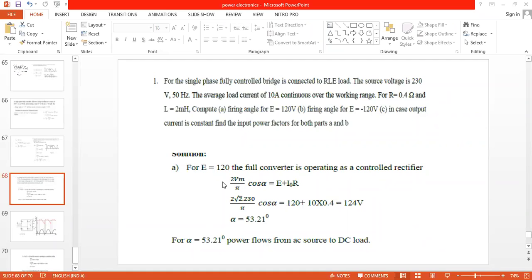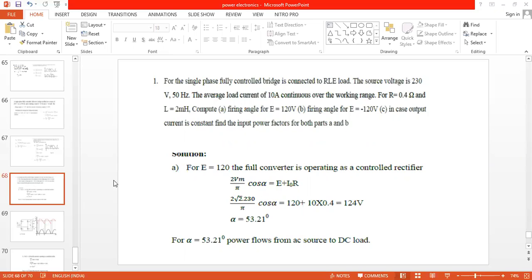So all the students, now you will see the problem. What is the back EMF they have given? RLE load means the back EMF value will be given. Back EMF is 120. So we already know, without freewheeling diode, they have not mentioned any question regarding it. Without using a freewheeling diode, the output voltage is 2 Vm by pi cos alpha.